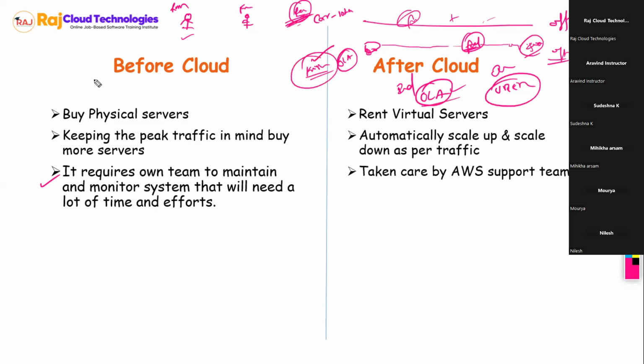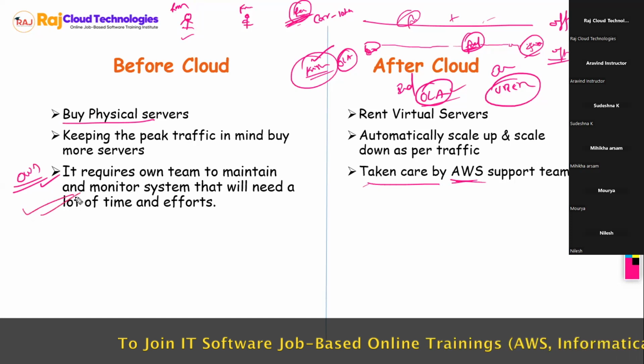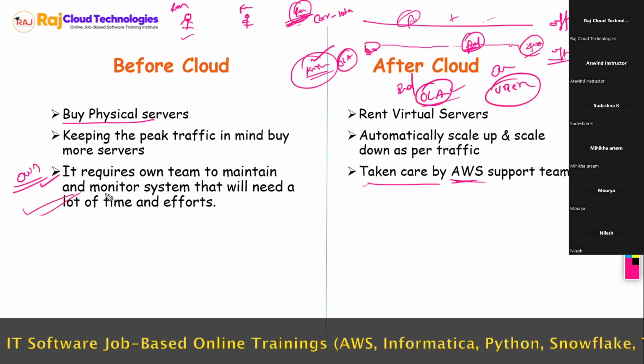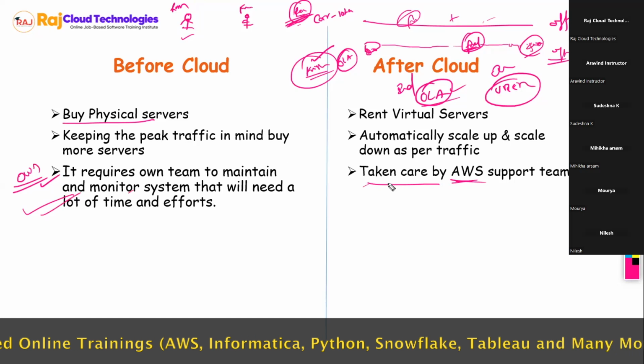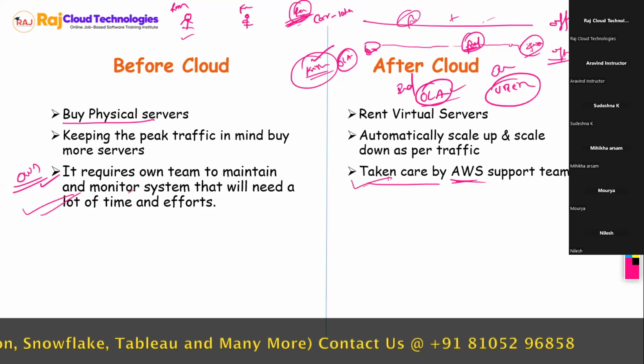So in our case, this is like purchasing your own car. We are buying our own servers. And in this case, you are not buying, you are just utilizing services from AWS Cloud. So everything is taken care of by the AWS support team. Here you need to maintain your servers, you need to monitor your servers, because this is in my office, I have to take care of maintenance. Here servers are not in my company. They are in a remote location, and they will take care of the maintenance.